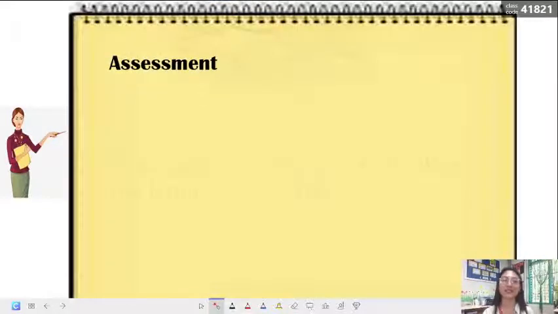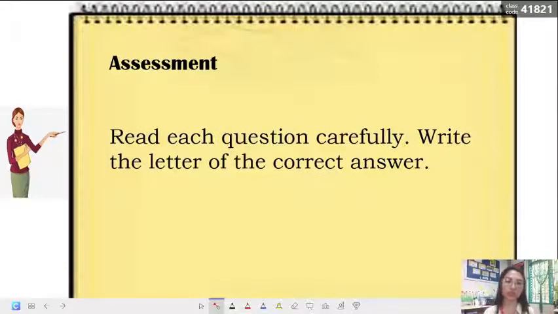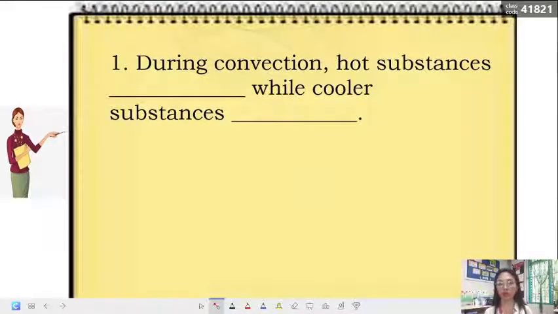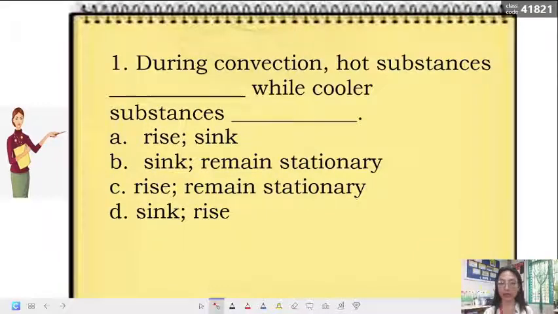Let's have the assessment. So again, you may use another sheet of paper or continue with what you have used in the previous activity. Read each question carefully and then write the letter of the correct answer. Okay, ready? Let's get started. Number 1. During convection, hot substances blank while colder substances blank. A. Rise, sink. B. Sink, remain stationary. And then C. Rise and remain stationary. And letter D. Sink, rise.